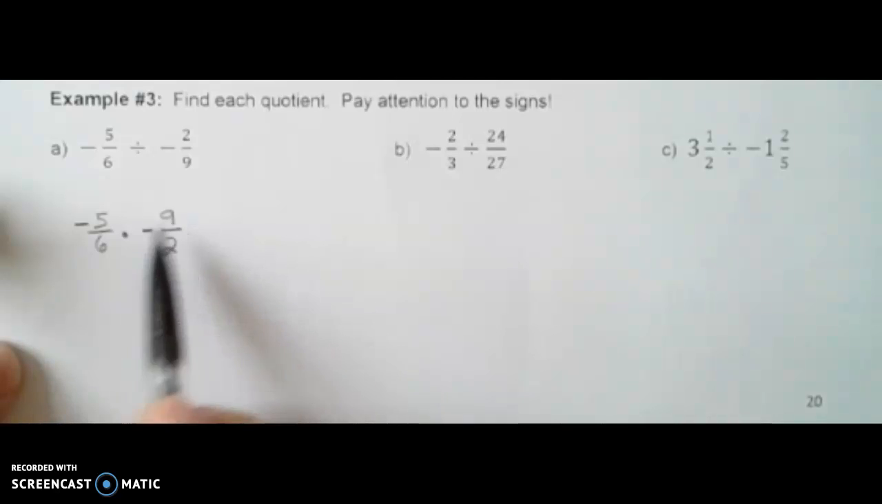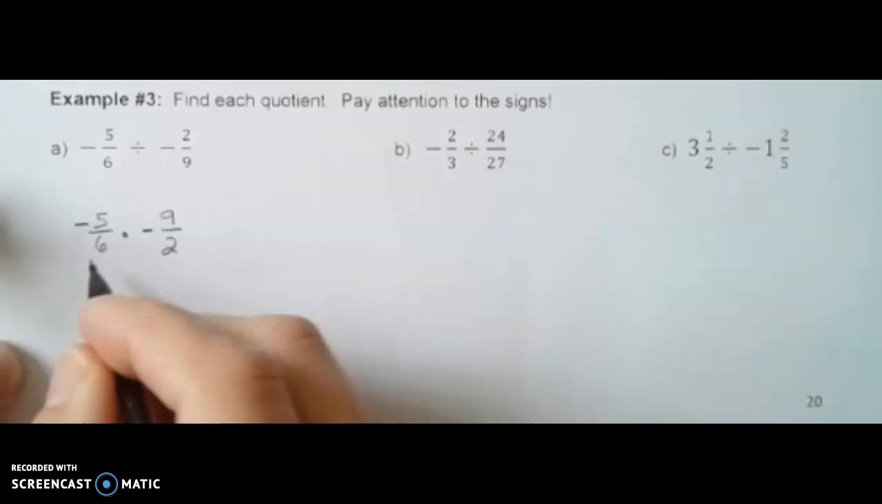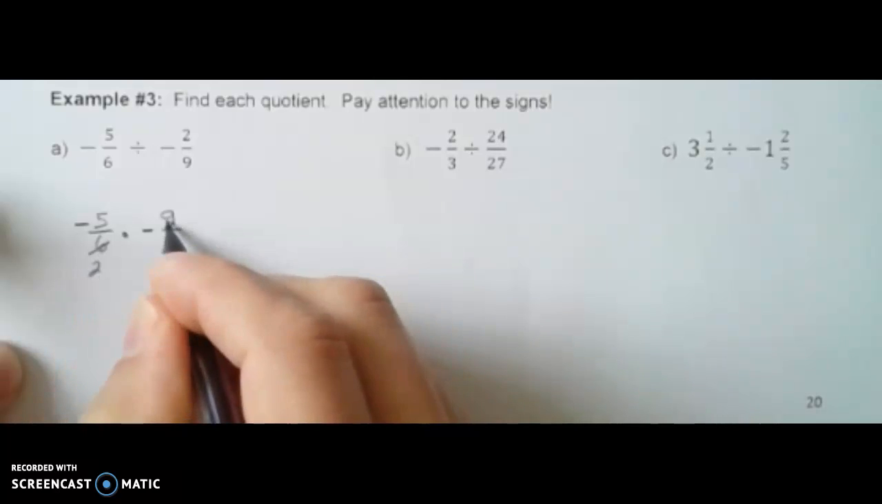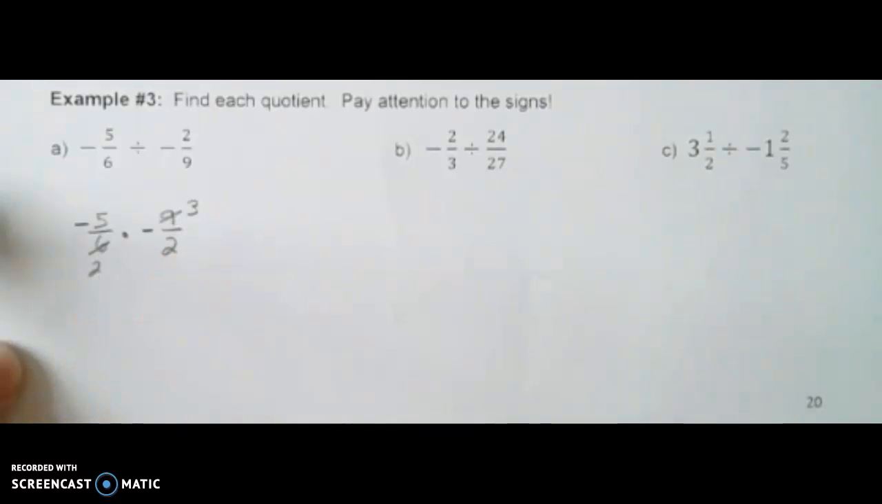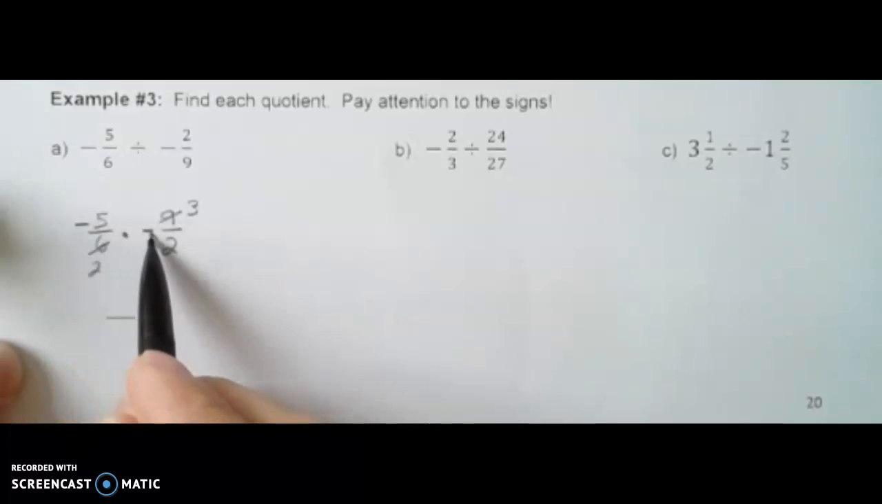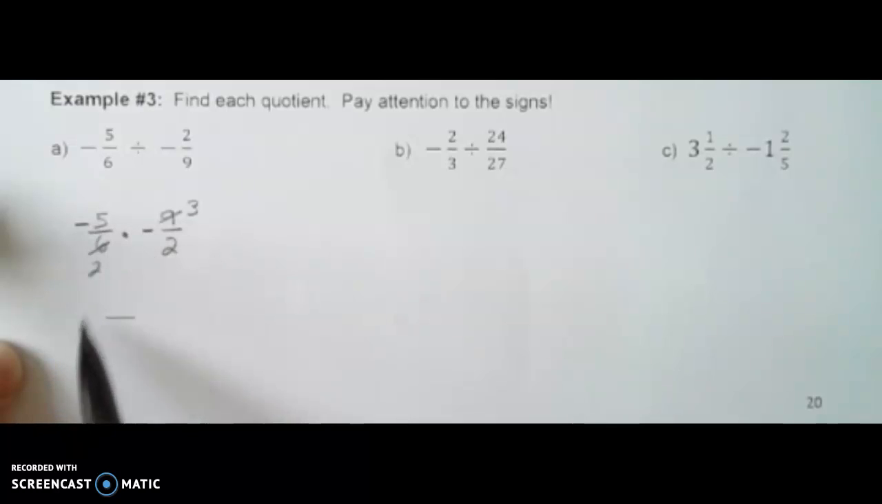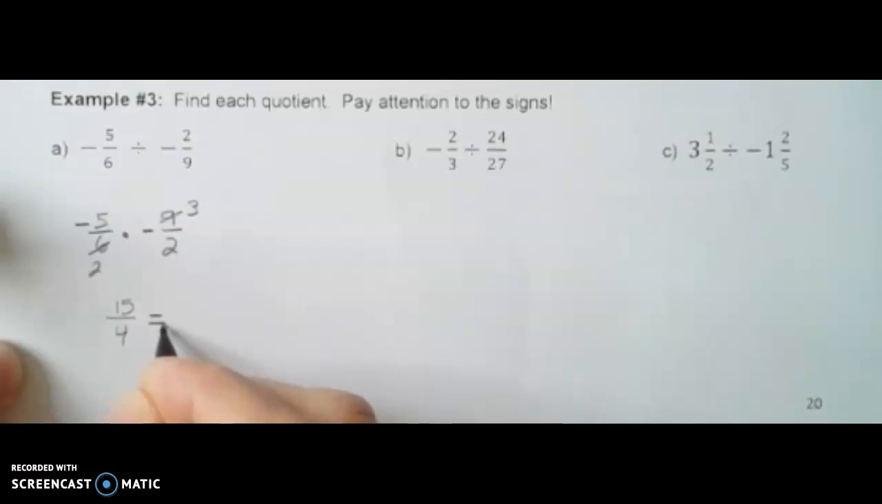All right, the 9 and the 6 have a common factor of 3. 3 goes into 6 twice, into 9 3 times. And I think that's all the simplifying that I can do. So now I'm going to multiply across. So remember, first of all, with the signs, a negative times a negative is a positive. So I'm going to have a positive. 5 times 3 is 15. 2 times 2 is 4. So I have 15/4. And now make it a mixed number.